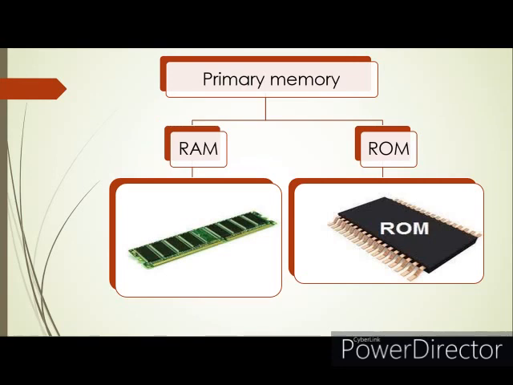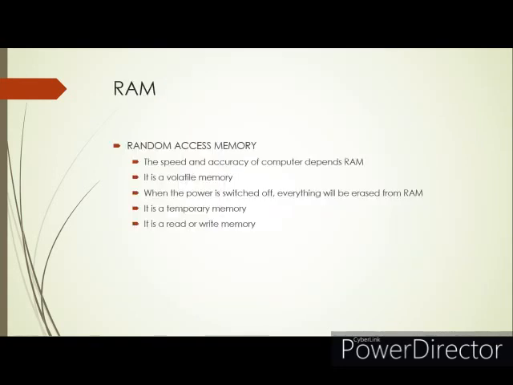Let us check what is the difference between RAM and ROM. RAM stands for random access memory and RAM is a volatile memory, or it is a read or write memory. The speed and accuracy of a computer depends upon RAM. RAM is a temporary memory and it is also known as read or write memory. That means we can read things and also we can write on it.